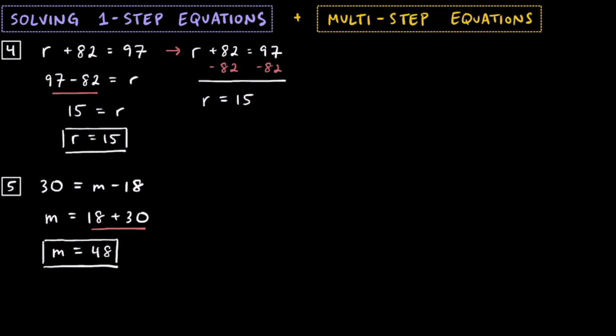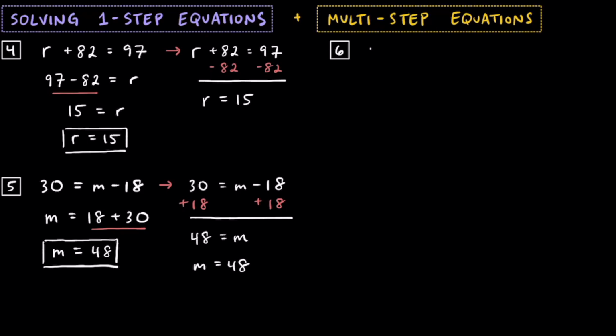Okay, if you want to go about this a slightly different way, we have this 30 is equal to m minus 18. To go about this, we're going to have to get this minus 18 over to the other side. We can do that by adding 18 to both sides of the equation. And so on the left side, 30 plus 18 is going to be 48, and on the right side, those 18s go away and become 0. So we have 48 is equal to m, or m is equal to 48. So we get the same answer either way.